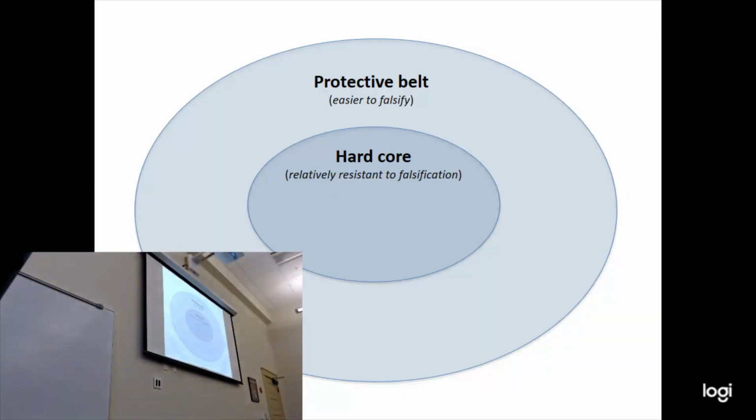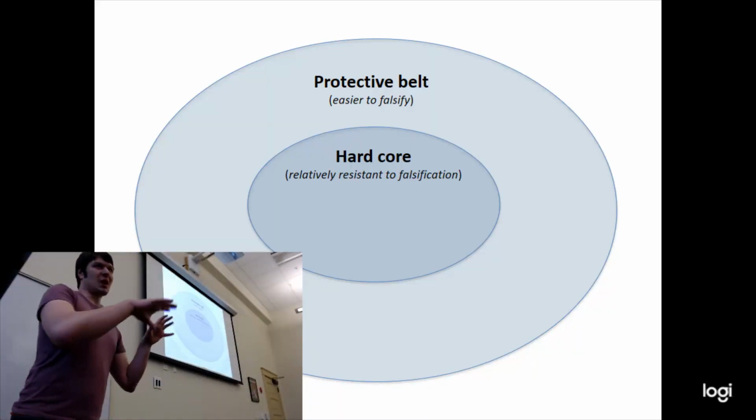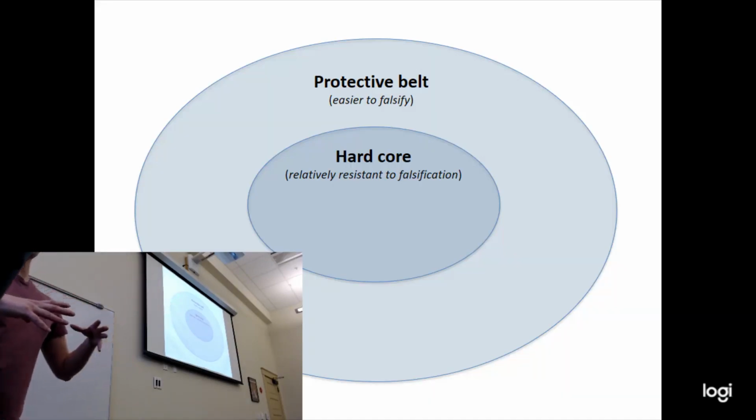More core to the theory is this set of ideas at the center that are sort of holding it up. These may be the things that scientists are most interested in. I'll give you some concrete examples of what these are in just a bit. But the basic idea here is that often theories have this sort of structure with a hard core at the center and a protective belt, a set of peripheral ideas on the outside.